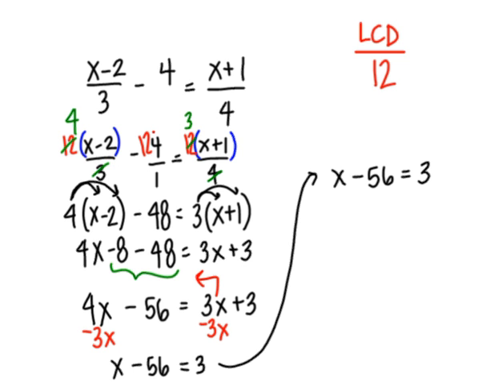To get x by itself, I'm going to move that 56, which means I'm going to add 56 to both sides, and x would equal 59. This concludes our study of equations with fractions.